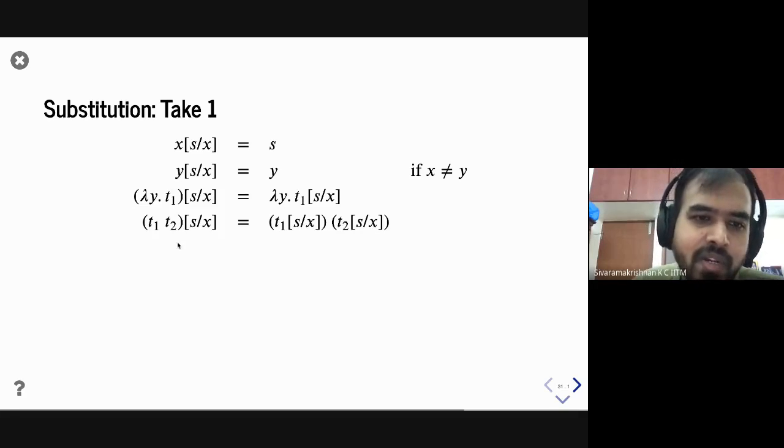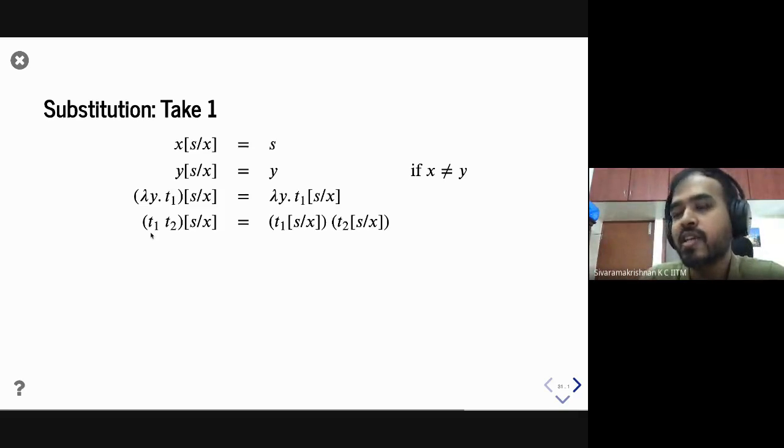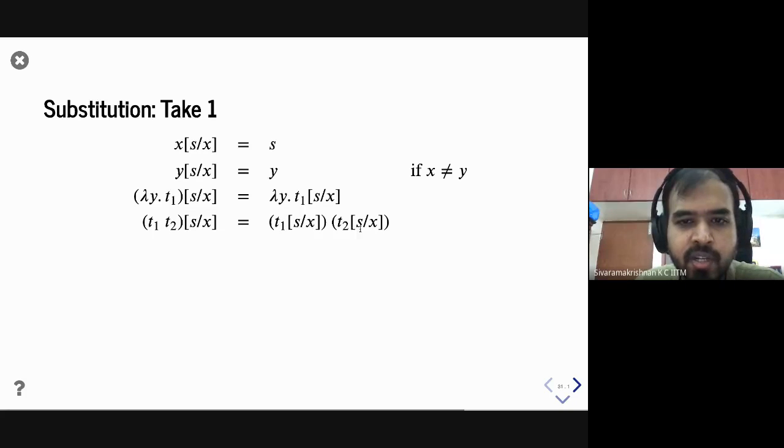So how do we define substitution for application? The natural thing we might say is, okay, these two are lambda terms, so let's recursively apply substitutions. Let's do substitution recursively on T1 and T2.